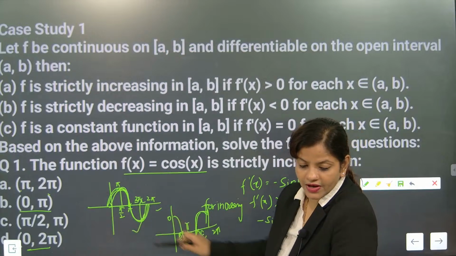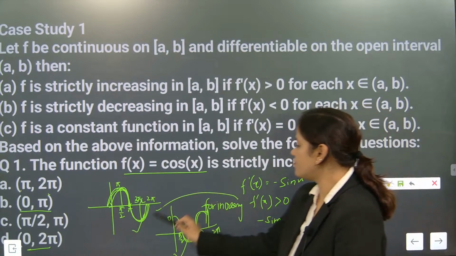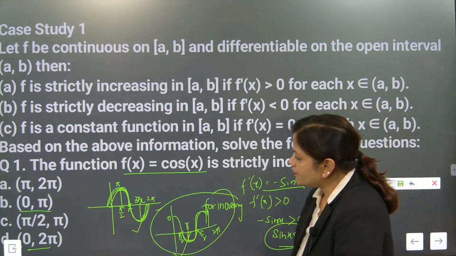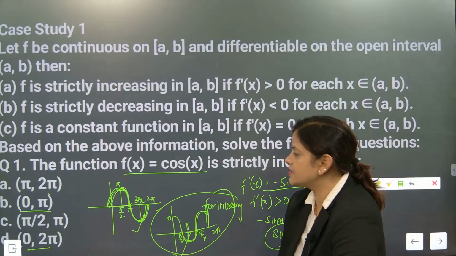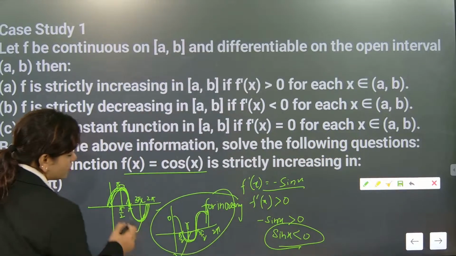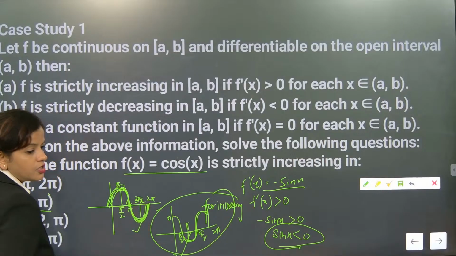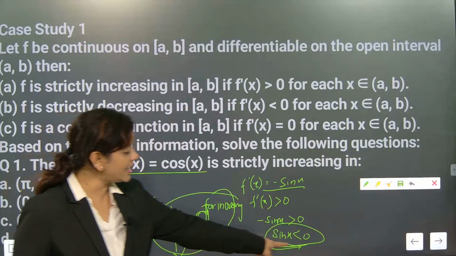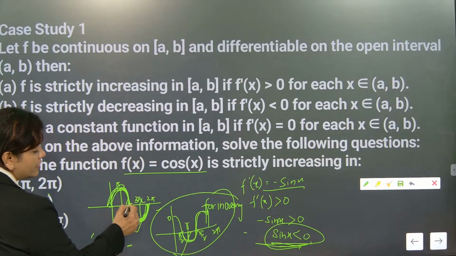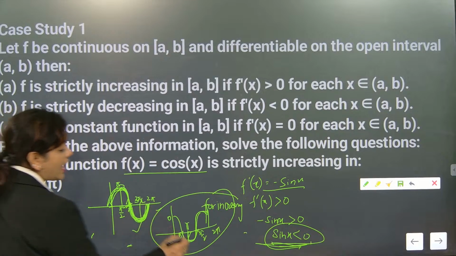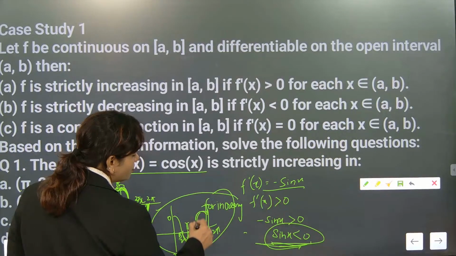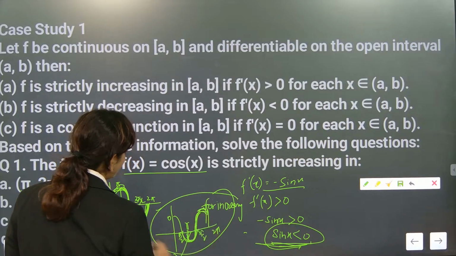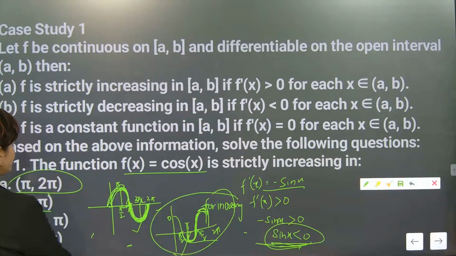This is for the sine graph and this is for the cos graph. Whenever you are drawing the cos graph, you will see one thing. See, this is less than 0. Sin x is less than 0. So now you have to check where sin x is less than 0. Here sin x is greater than 0, but at this level sin x is less than 0. So after differentiation, they are indicating to go for sin less than 0. Between pi to 2 pi, sin is less than 0, and between pi to 2 pi cos x is increasing. So definitely the answer will be pi to 2 pi.